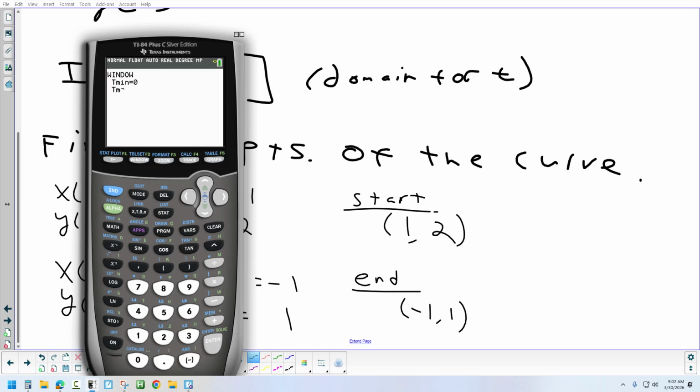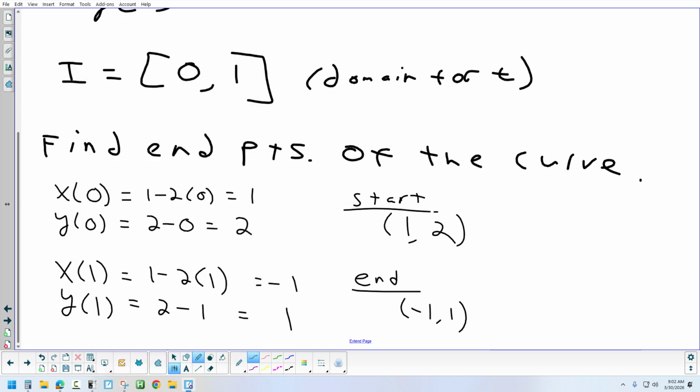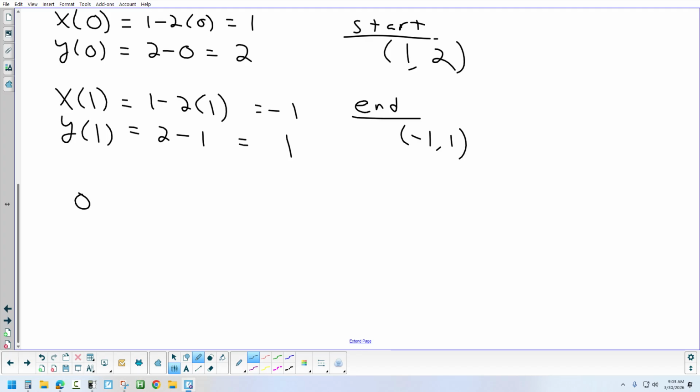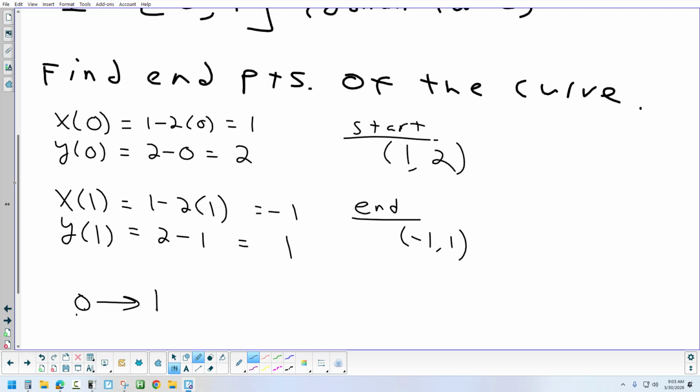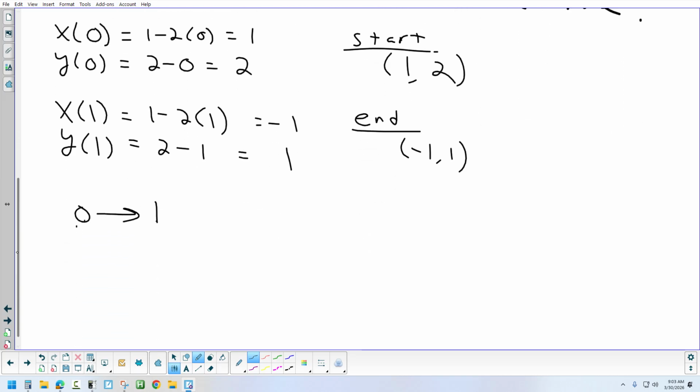All right, so what does that t-step do? Well, the t-step is basically controlling how many points the calculator is going to graph between the starting point and the ending point. Because that's all the calculator can really do, is just draw a bunch of points and then connect them all with straight lines. If you do a t-step of 0.1, what's going to happen is if your interval is going from 0 to 1, the calculator is going to plug in every number from 0 to 1 in the x formula and the y formula, and it's going to step or increment by 0.1.